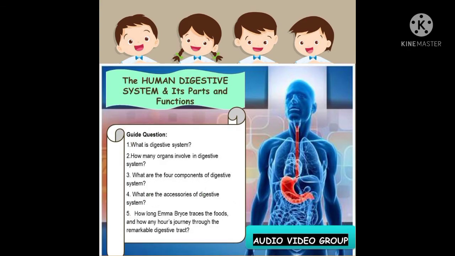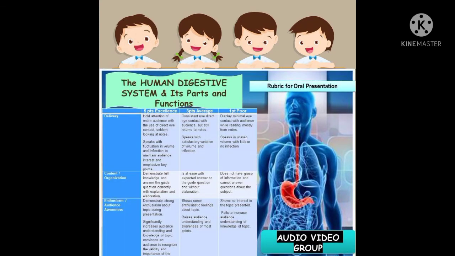And the guide questions. Number 1. What is the digestive system? Number 2. How many organs are involved in the digestive system? Number 3. What are the 4 components of the digestive system? Number 4. What are the accessories of the digestive system? And number 5. How long does Emma Bryce trace the food on its hours-long journey through the remarkable digestive tract? And this is the rubric for the oral presentation.